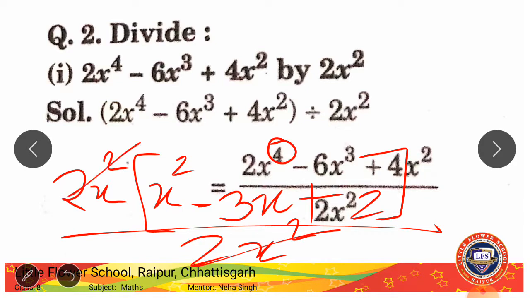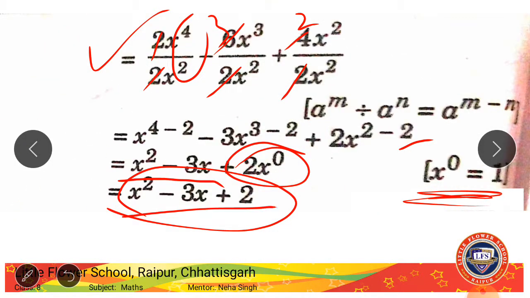This and this can get cancelled. What are you left with? x square minus 3x plus 2. This is your answer. So you can solve the question by both the methods, whichever method is easy for you to solve and understand, you can solve the question by that method.